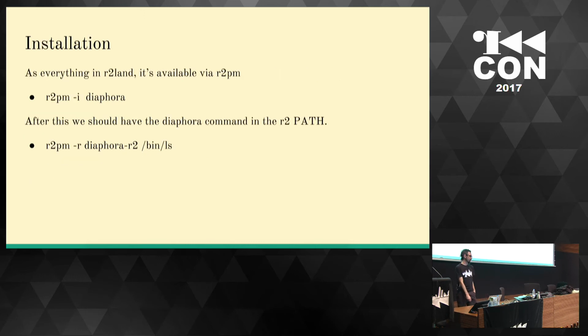In order to install Diaphora, you can use r2pm, so just type r2pm -i diaphora, and this will clone my fork of the Diaphora repository, which is the one that supports radare2. It hasn't been merged in the main repository yet. And it will put two scripts into the path. One of them is diaphora, and the other one is diaphora-r2. The diaphora-r2 is the one that will analyze the binary, and the diaphora one is the one that is diffing the two SQLite files.